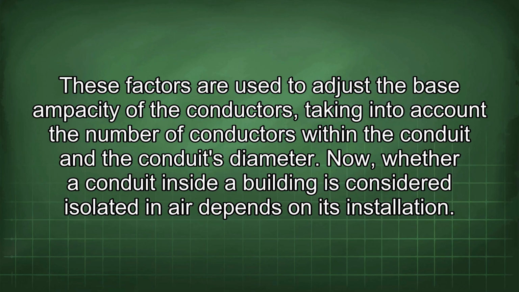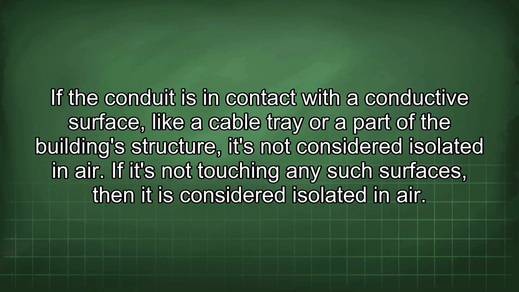Now, whether a conduit inside a building is considered isolated in air depends on its installation. If the conduit is in contact with a conductive surface, like a cable tray or a part of the building's structure, it's not considered isolated in air. If it's not touching any such surfaces, then it is considered isolated in air.